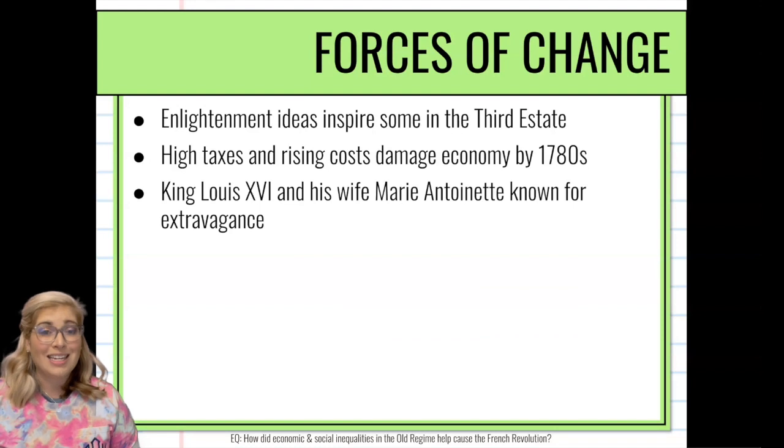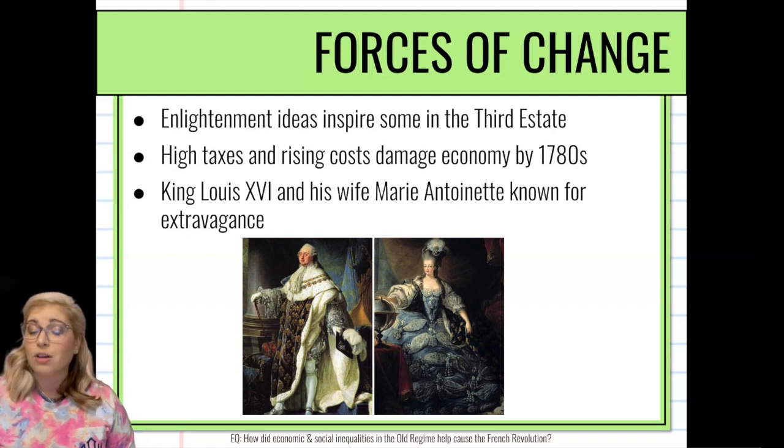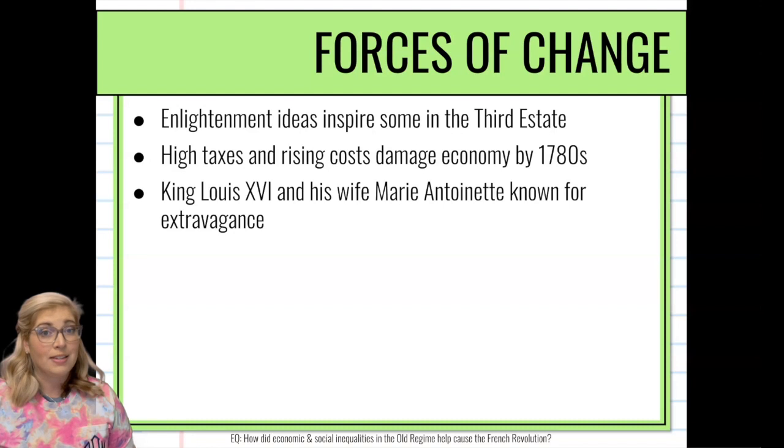King Louis XVI and his wife Marie Antoinette are well known during this time period for their life of luxury and extravagance. And it's kind of a smack in the face to that 97% that's like, yo, we have no food and you're living up here like a literal king and queen. So people are upset with their rule.